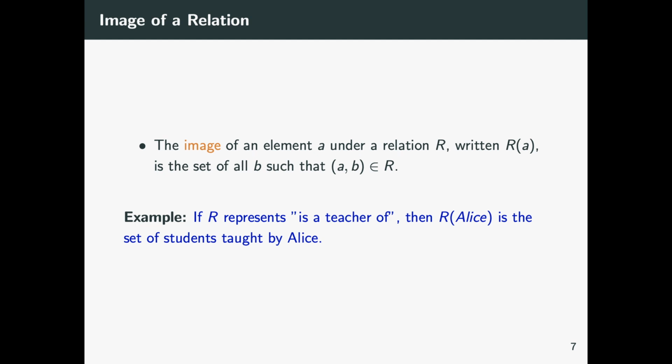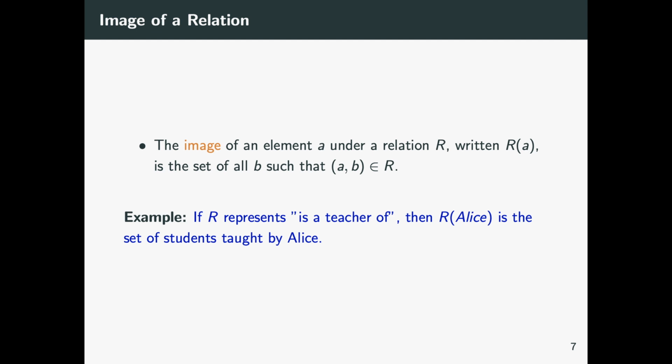Finally, let's look at the image of a relation. The image of an element A under the relation R, written as shown on this slide, consists of all elements B such that the ordered pair AB is an element of R. In simpler terms, it's the set of elements that A is related to via relation R.